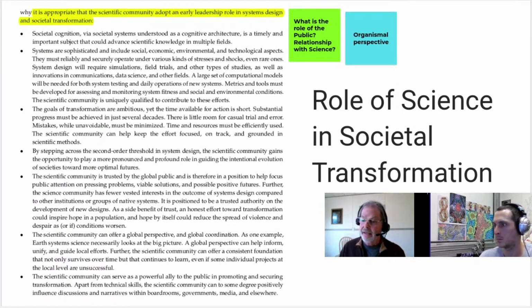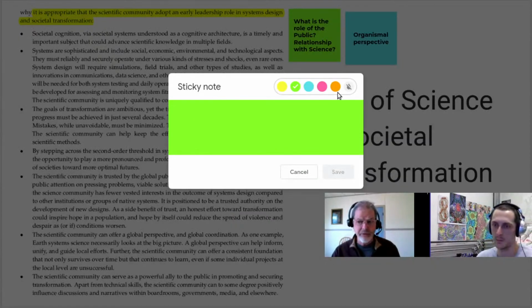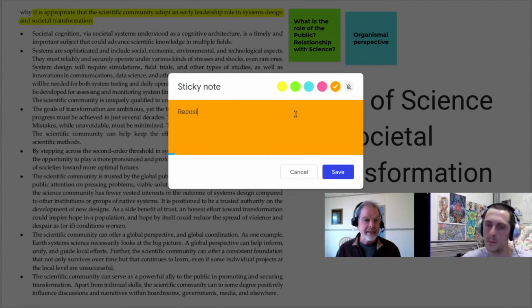And the next is that the science community is trusted by the global public, and is in a position to help focus public attention on pressing problems and solutions. Next to the last one is that the science community can offer a global perspective and global coordination. What we would not want is a whole bunch of experiments to occur for the R&D program and then be forgotten and never picked up again or never integrated into the body of knowledge after that. So the science community can offer a central focal point, a repository for data and for assessing data.